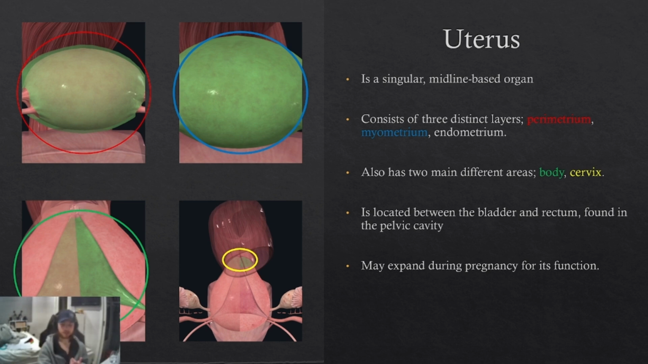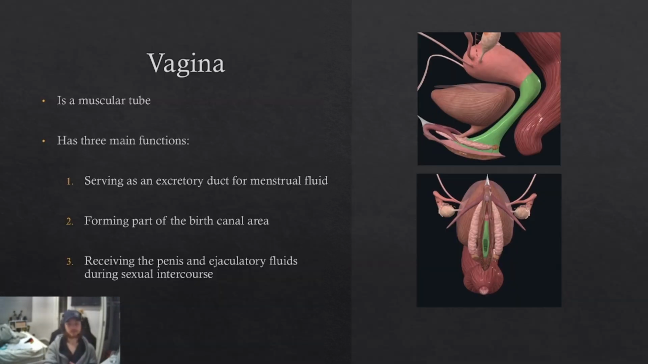The uterus is located between the bladder inferiorly and the rectum both superiorly and posteriorly, as well as being found in the pelvic cavity. However, during the cycle of pregnancy, this may expand to occupy much of the abdominal cavity to house the fetus.